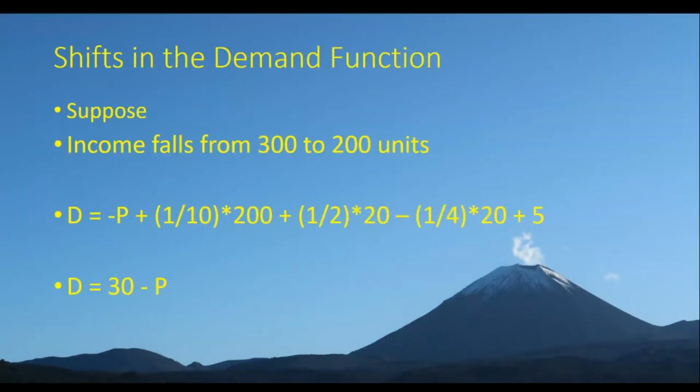So let's go back to the specification we had before here, and let's imagine that income is changing from 300 to 200 units. So income I, we might say, goes down.